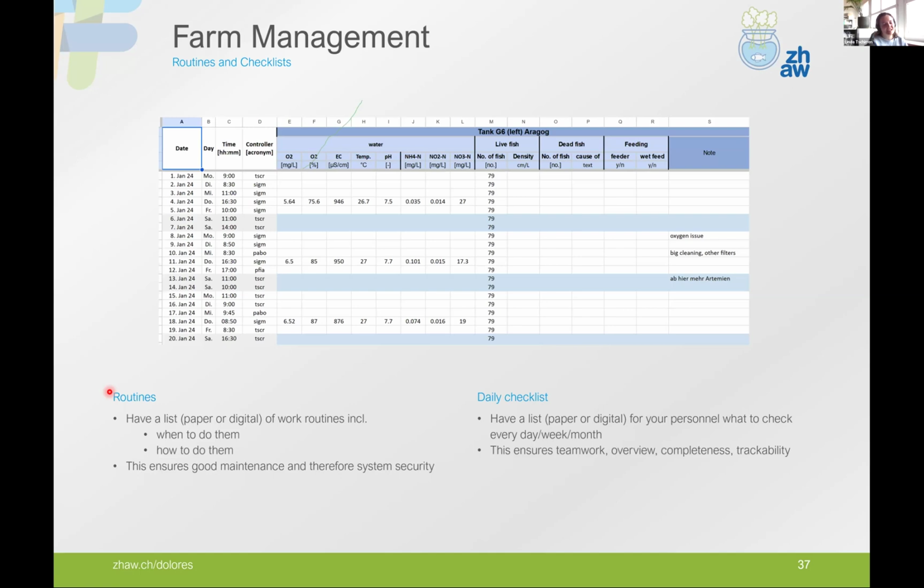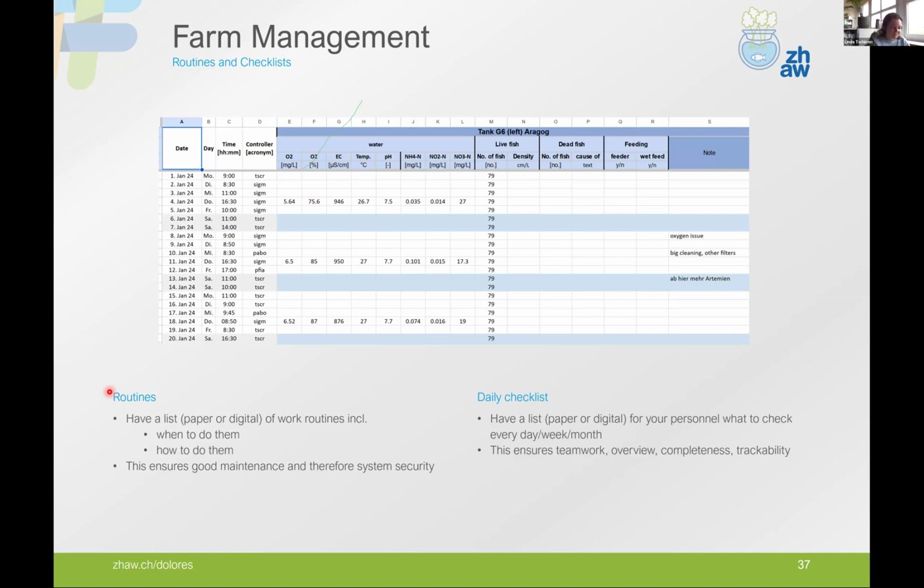So daily checklist, daily routine, everybody knows what to check. This is what will keep your system secure and keep your system running, and you have your fish in your system. So if the system is not running, the fish are not safe.